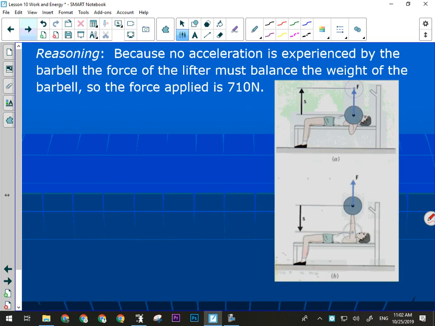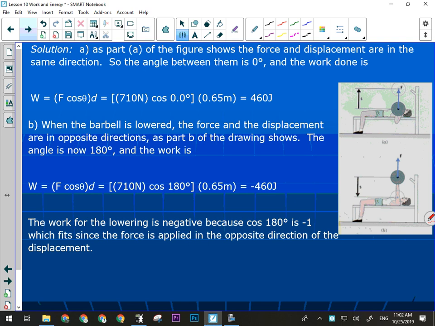So that's what we just talked about there. And here the cos of 180. So we do negative 460 joules when we lower it, positive 460 joules when we raise the barbell.